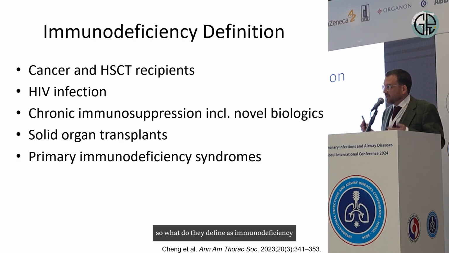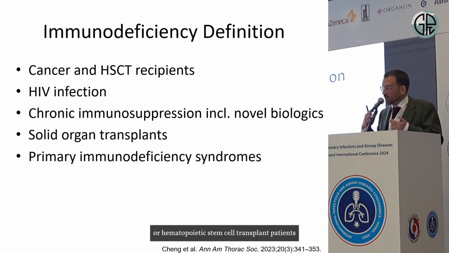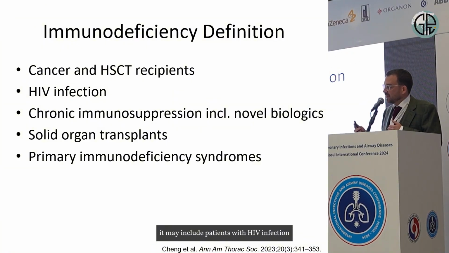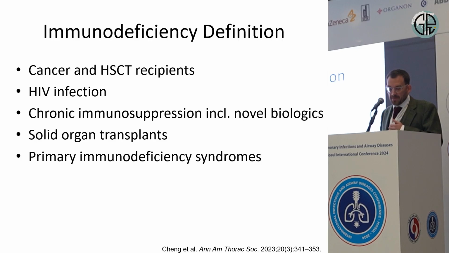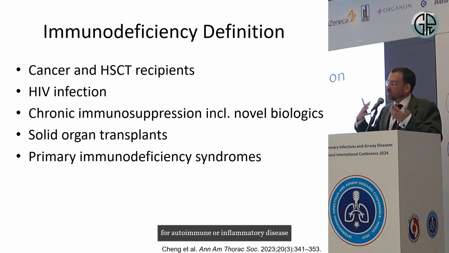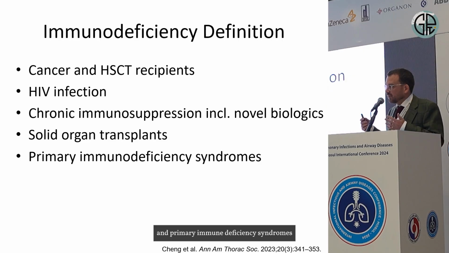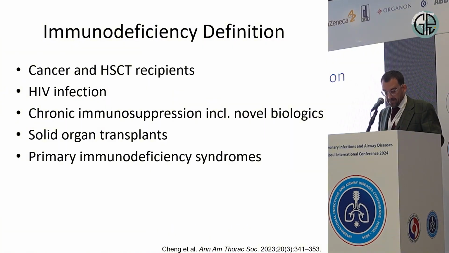So what do they define as immunodeficiency? It's basically this list of entities. It may include cancer or hemopoietic stem cell transplant patients. It may include patients with HIV infection and resulting immunocompromise. Chronic immunosuppression as a result of autoimmune or inflammatory disease, including novel biologic treatments, of which we know there are many. Solid organ transplant recipients. And primary immunodeficiency syndromes, which are rare, but we do see in clinical practice from time to time.